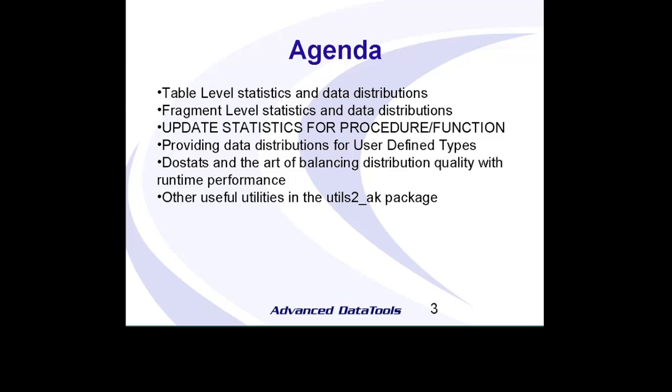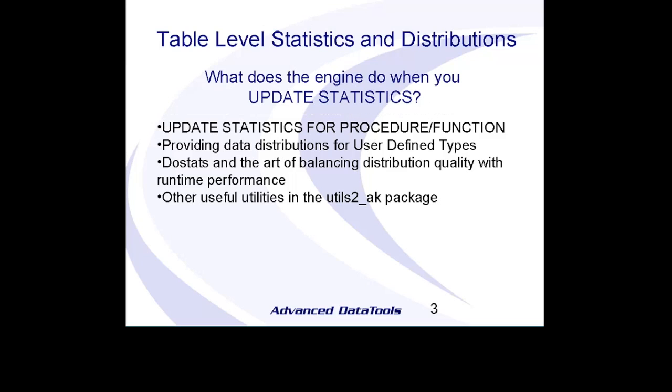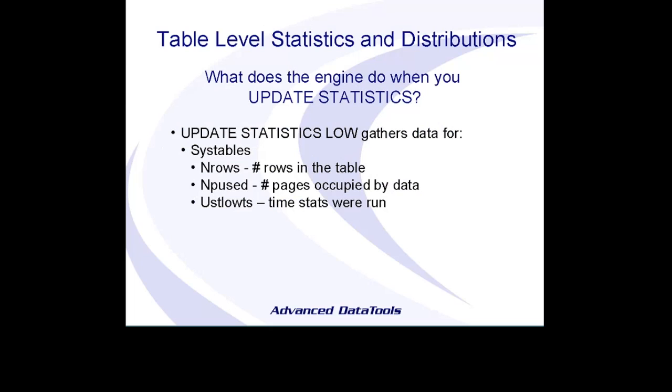Okay. So what does the engine do when you run update statistics? You run update statistics low. The engine gathers certain low-level statistics in the systables catalog table. Among that, it keeps track of the current number of rows, the number of pages used by the table, and the time that the low-level stats were last executed. Okay.